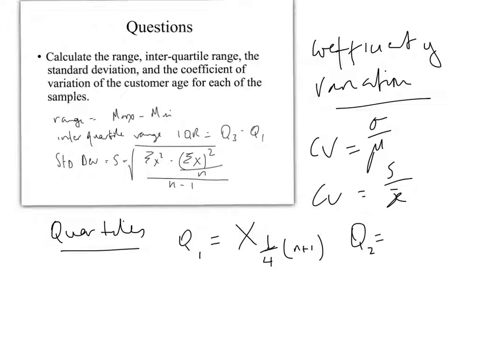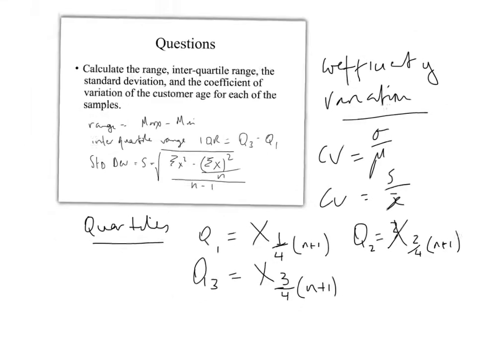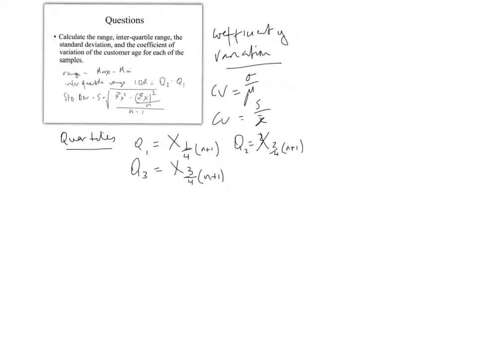Q2, which is the same as the median, would be 2 over 4, which is half of n plus 1. So that's a subscript that I'm writing here. Q3 is x sub 3 over 4, 3/4 of n plus 1. So if you think of n plus 1 as the sample size, we're going 3/4 of the way up, and that brings us to the third quartile. So we have to then calculate those values. So let's see what those would actually be, and we could then do the calculations later, okay? On the next slide.